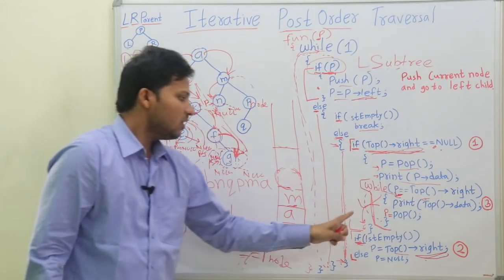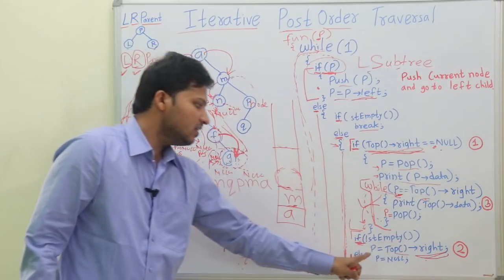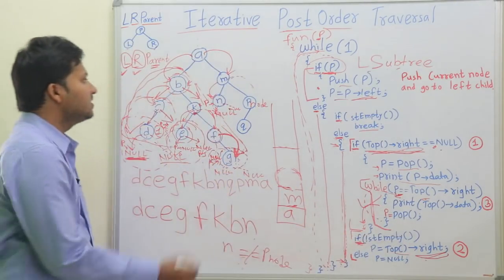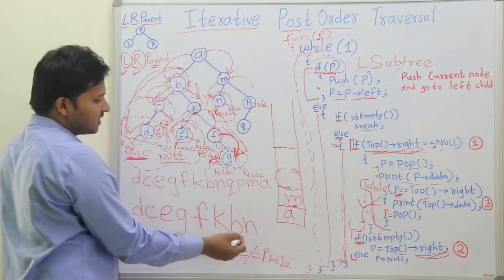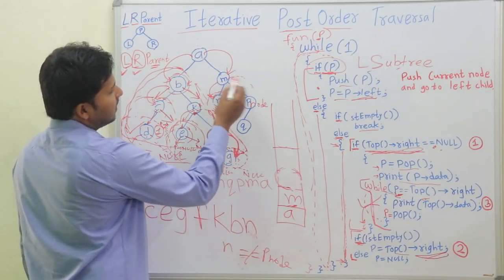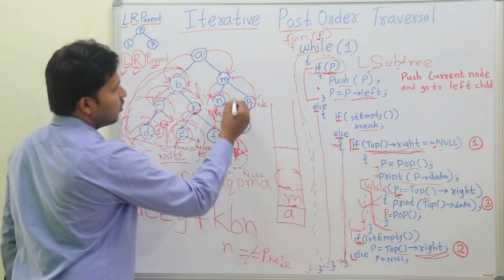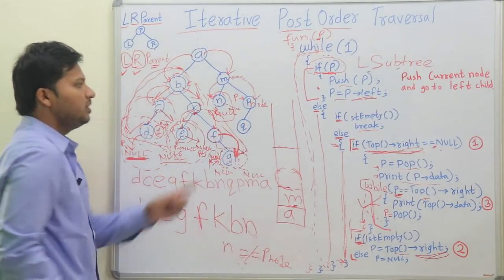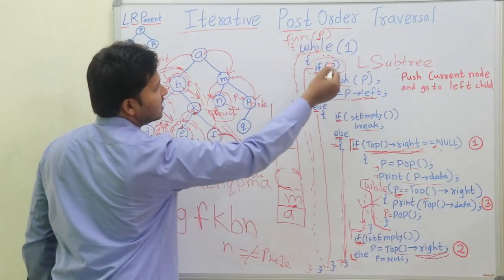Okay, so let's go to the next if condition. The stack is not yet empty, so P is equal to top points right. For node M, the left subtree is over because N is printed. So now let's go to the right subtree, that is the top points right. So now P points to P node. Okay, so when P points to P node, let's go to the next iteration.